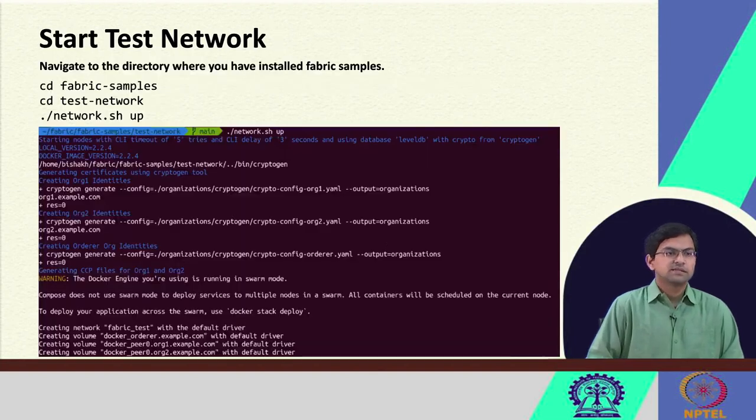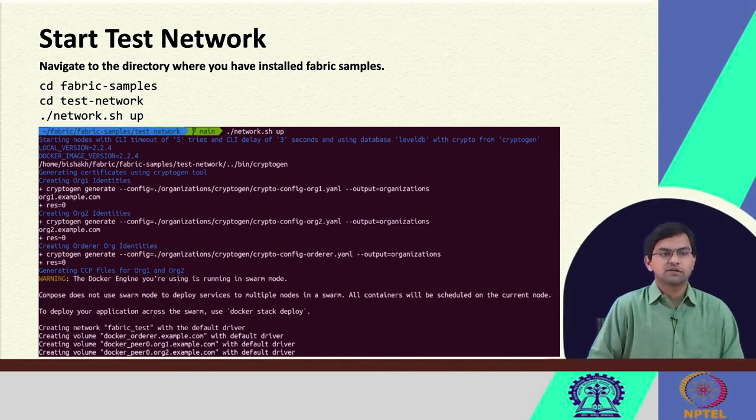To start the test network, we have to go through these steps. First, from the last lecture, we created a directory where we installed the Fabric samples, binaries, as well as Docker images. You have to navigate to that directory and then go to the fabric-samples directory. There you will find a directory called test-network, which has all the tools, settings, and configuration files required to start your test network of 2 organizations and one orderer.